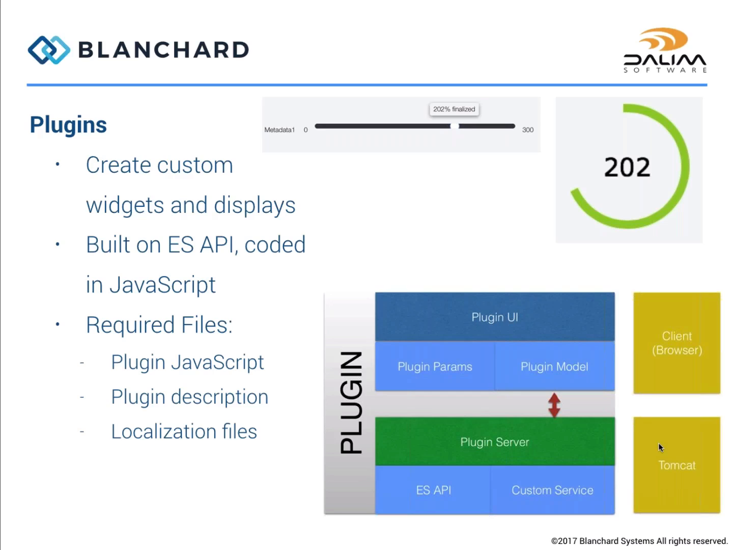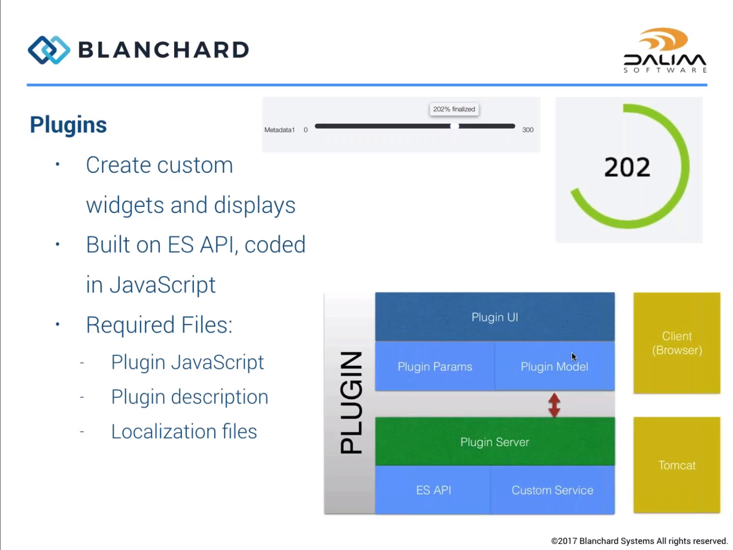The next part would be there's a plugin description, which is just a simple file which tells ES how this component is set up. And then lastly, there is some localization files that if you're using this in a global environment, you might want translations for French or German, so you can use the plugin in multiple markets.